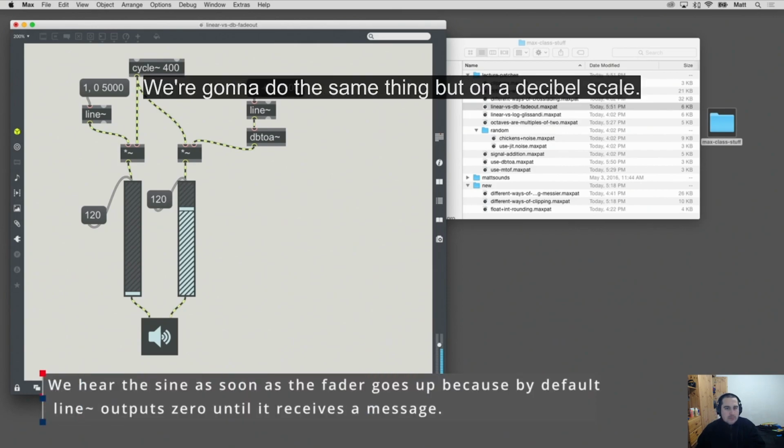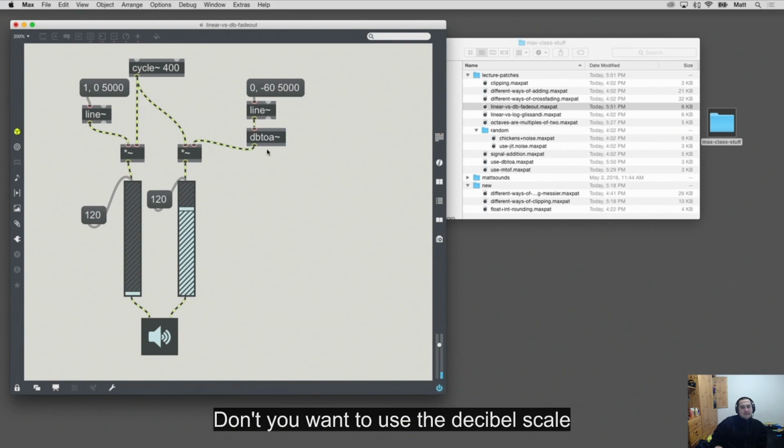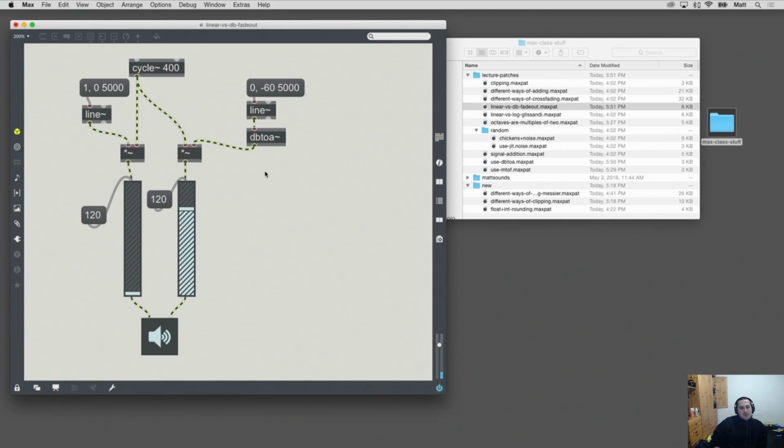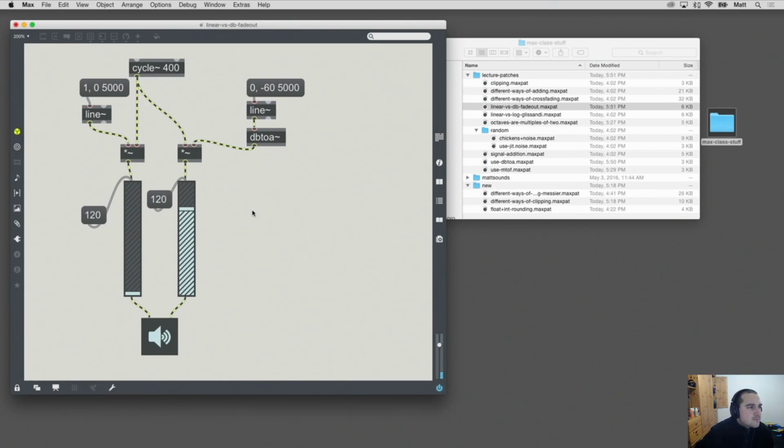As opposed to the nice smooth fade-out. We're going to do the same thing, but on a decibel scale, starting at 0 down to -60, go. Isn't that a nice smooth fade out? Don't you want to use a decibel scale when you're controlling amplitude? Yes, you do. So again, we want to be on a log scale when we're dealing with amplitude or frequency. And you can probably make an argument for doing things on a log scale in video as well. So these are two objects that I use, two pairs of objects that I use all the time. M2F and F2M for converting between MIDI pitch and frequency.